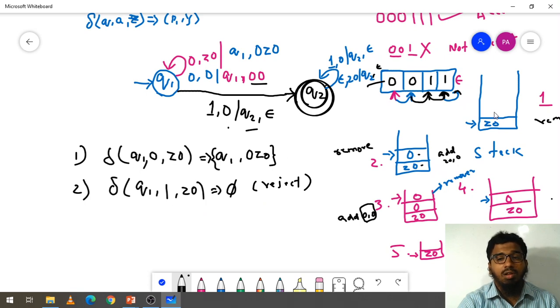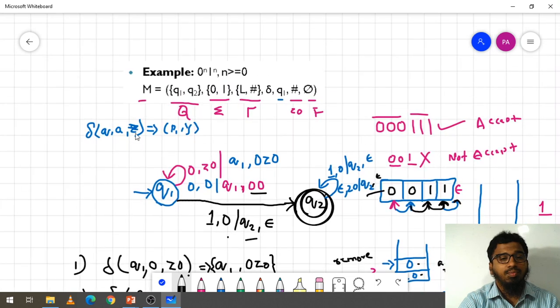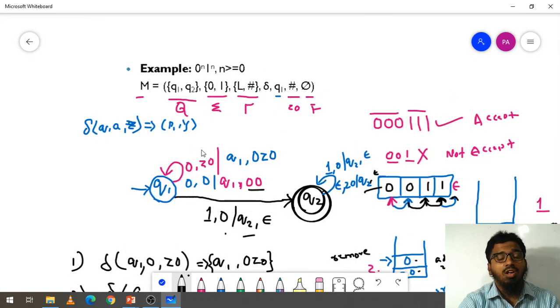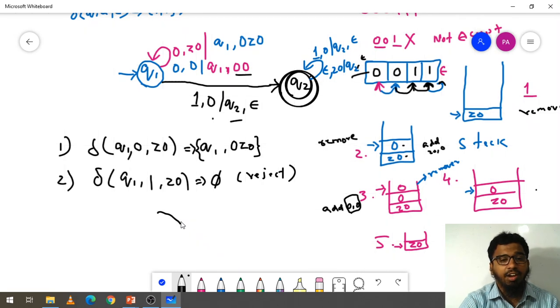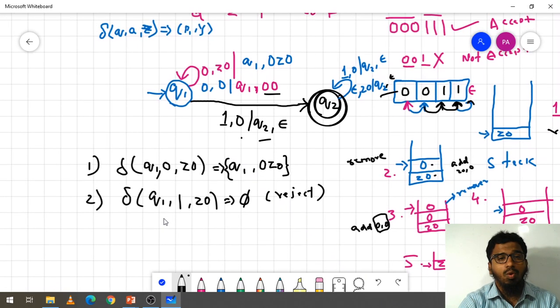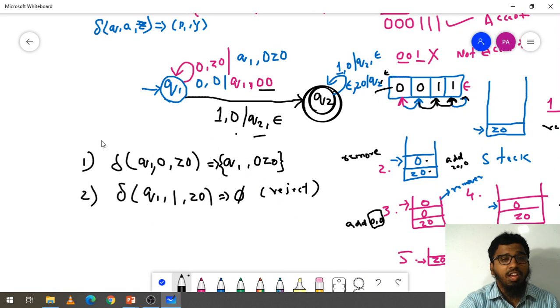This is because of one thing: whenever we get the 1, 0 should be available in the stack. If 0 is not available in the stack, that means this condition is not satisfied. So this is the second. Now the third one.